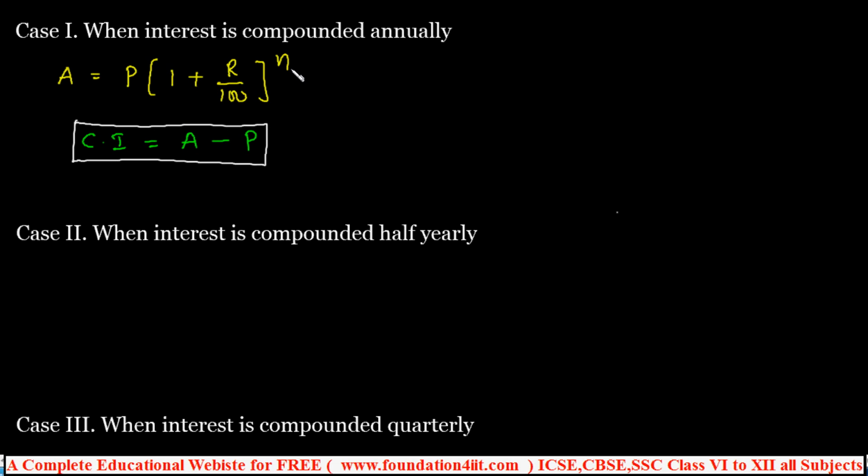n is the number of years. That means if it is 3 years, we should repeat this factor 3 times: 1 plus R by 100 into 1 plus R by 100 into 1 plus R by 100, because it is 3 times, 3 years.